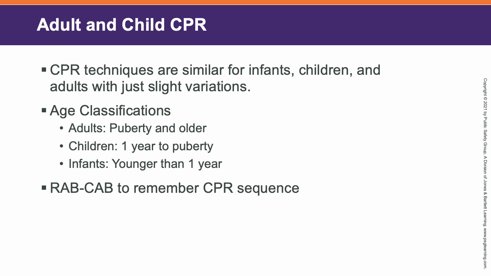All right, so adult and child CPR, these are CPR techniques that are similar for infants, children, and adults. There's just some slight variations. So first and foremost, you have to understand what constitutes these different age breaks and when we do CPR on these different people. An adult is somebody who has gone through puberty or older, like teenagers and above. Children is anywhere from 1 year to the age of puberty, and infants are younger than 1 year.